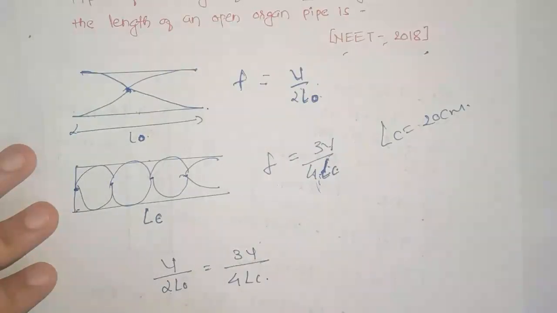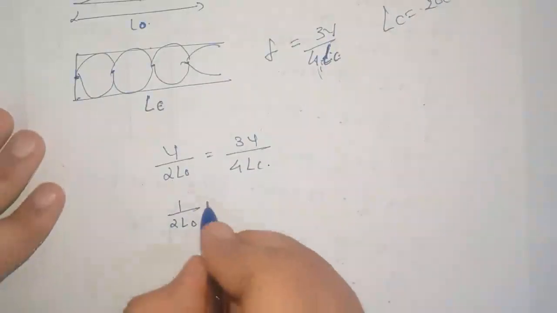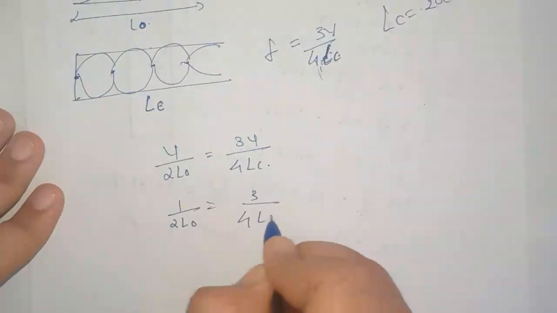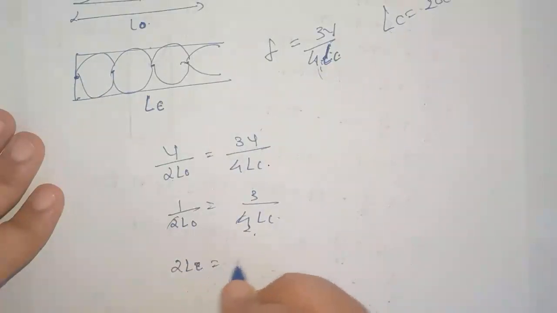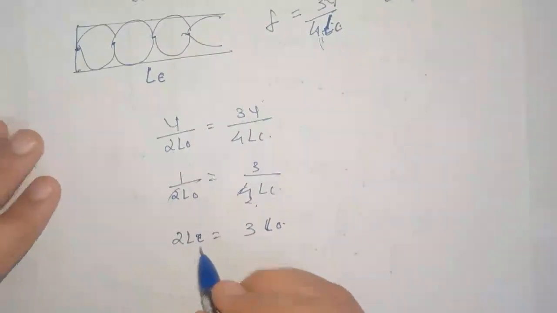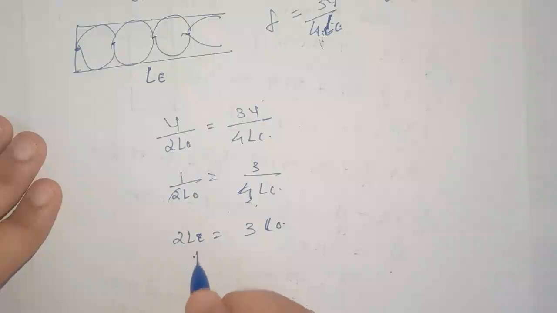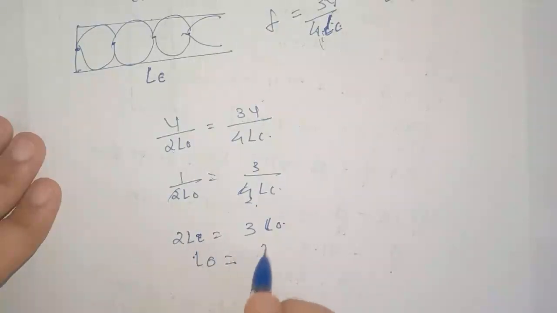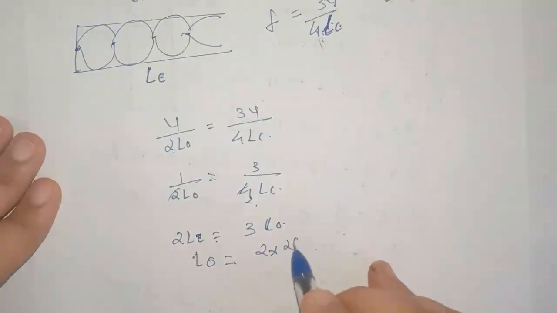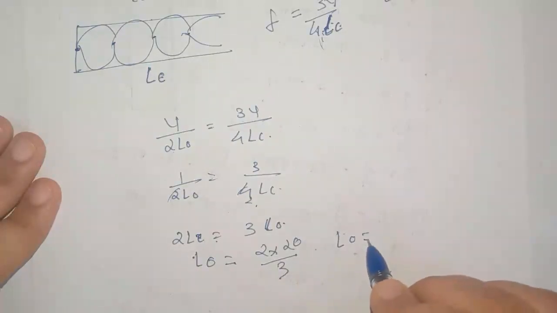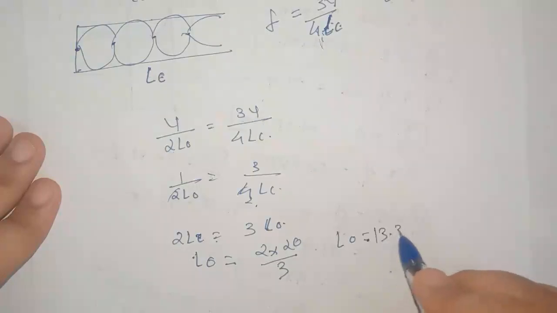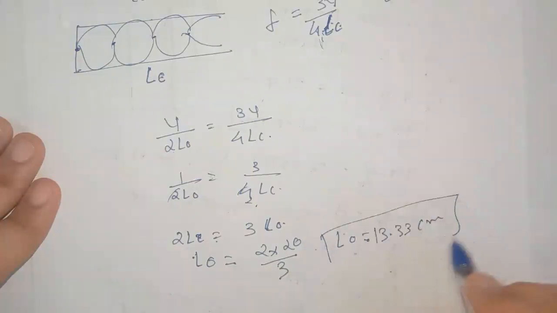So 1 upon 2LO is equals to 3 upon 4LC. So 2LC is equals to 3LO. So length of open organ pipe will be 2 into length of closed, given 20, divided by 3. So length of open organ pipe will be 13.33 centimeters.